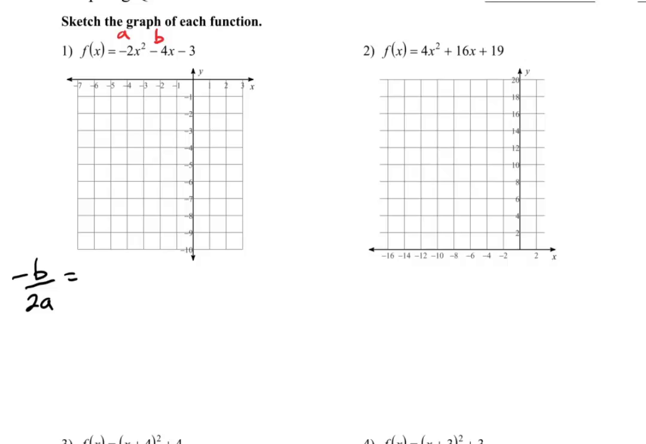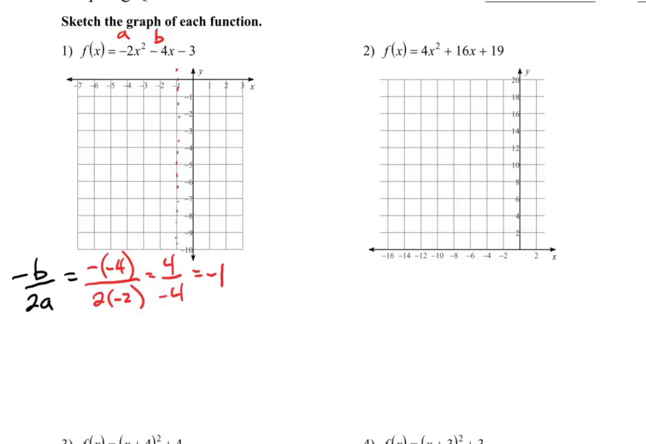That makes negative b over 2a negative negative 4 over 2 times negative 2, which is 4 over negative 4, or negative 1. X equals negative 1 is the axis of symmetry.